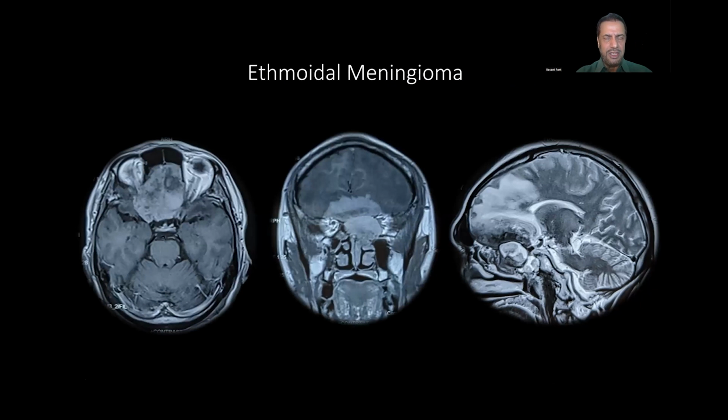And this is an ethmoidal meningioma. Probably the patient does not have smelling power because the olfactory area on both sides is gone, and this has actually invaded the anterior skull base and extended a little bit into the orbit and ethmoidal air cells. And there's a lot of edema, which denotes that it has invaded into the brain itself. And the attachment is very, very large.